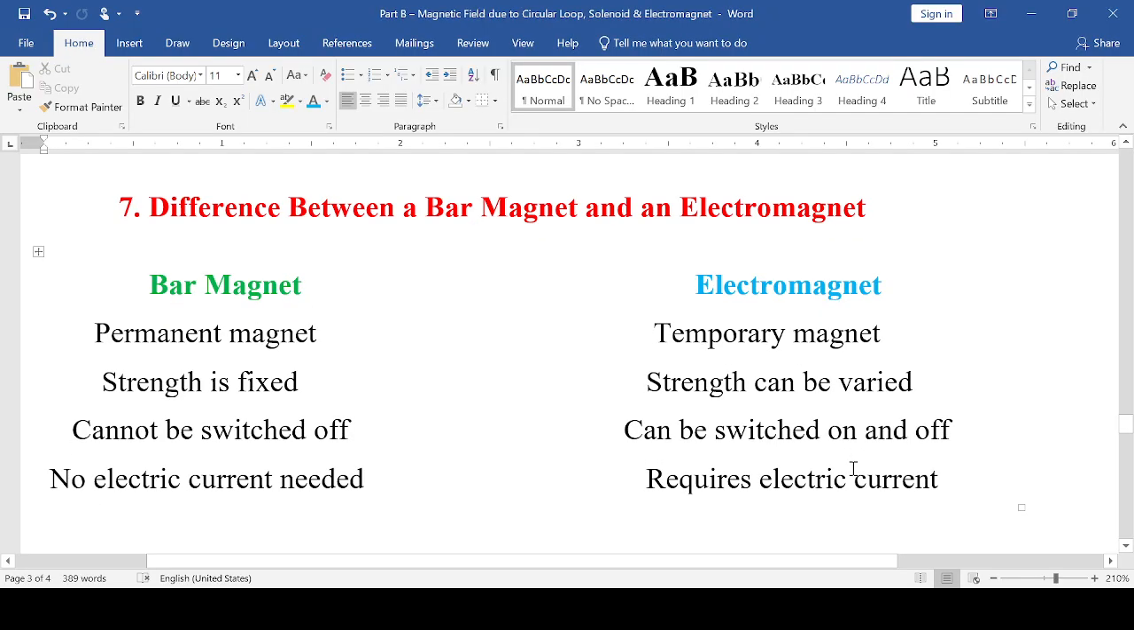Now the difference between a bar magnet and an electromagnet. A bar magnet is a permanent magnet. An electromagnet is a temporary magnet. Strength is fixed in a bar magnet. Strength can be varied in an electromagnet. A bar magnet cannot be switched off, but an electromagnet can be switched on and off. No electric current is needed for a bar magnet, but an electromagnet requires electric current.